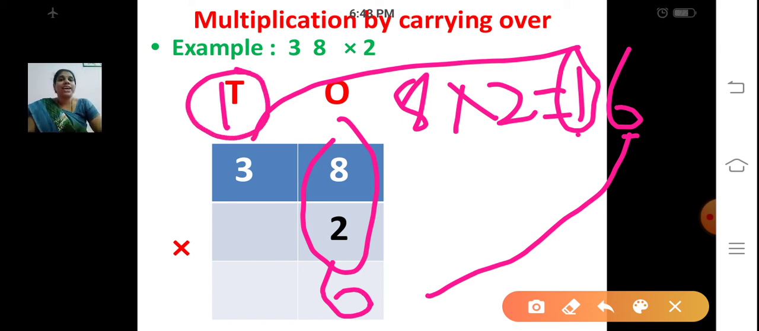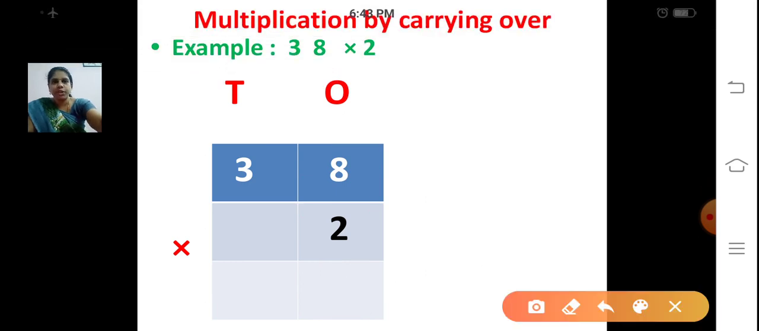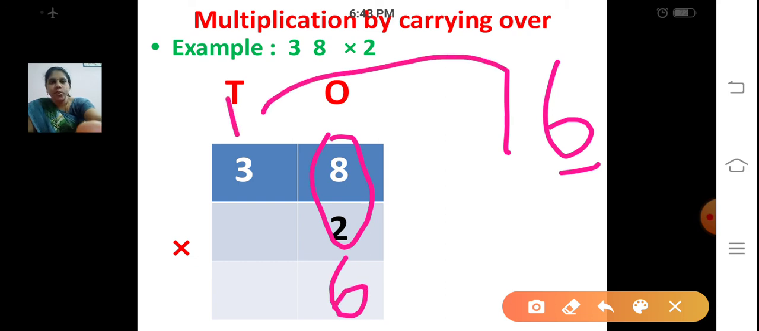So 8 2s are 16. What is the first step? We are going to multiply these two. 8 2s are 16. So this is ones place, so we are going to write only 6 here. This 1 is carried over to the tens place. Clear?